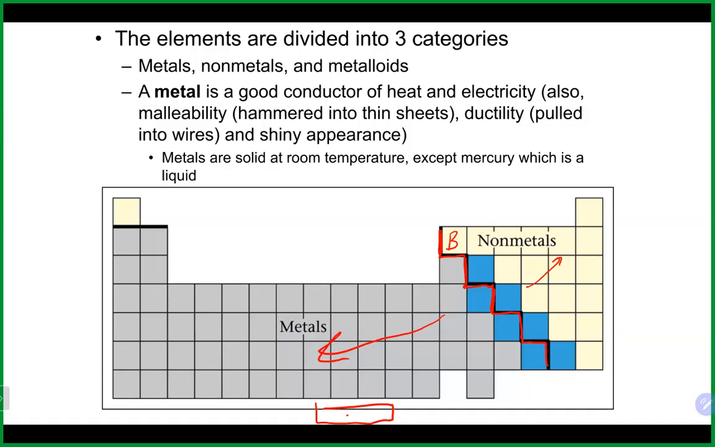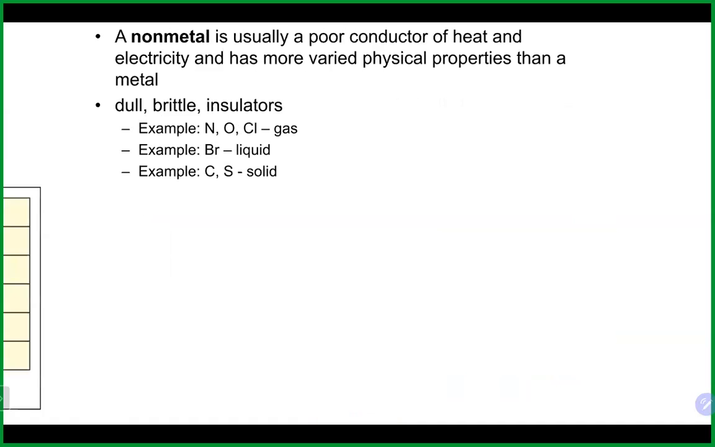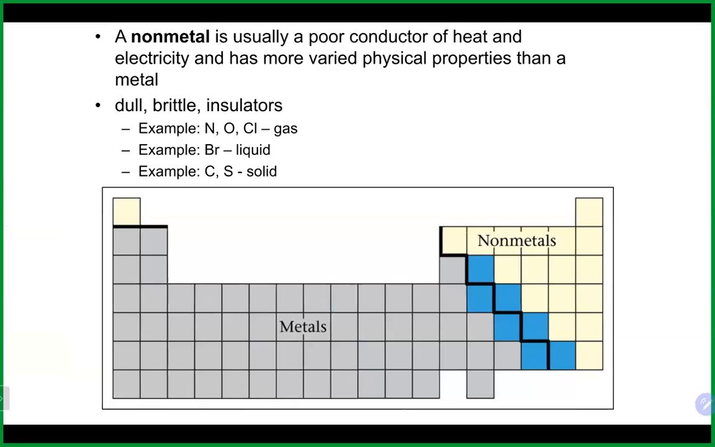Now, nonmetals, on the other hand, are a little bit different. Nonmetals have basically the opposite characteristics of metals. They're bad conductors of heat and electricity. They're dull, they're brittle. They also have a much more varied state than metals. Some of them are gases, some of them are liquids, some of them are solids. So you've got a wide variety of them. Our nonmetals also include those diatomic molecules, which is how those elements naturally come.